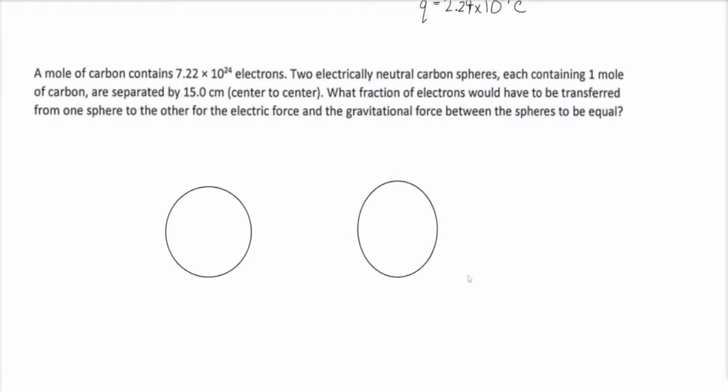Okay, good, nice. I like it, even converting that. So 0.15 meters between them. Okay, I like it. And they're neutral.